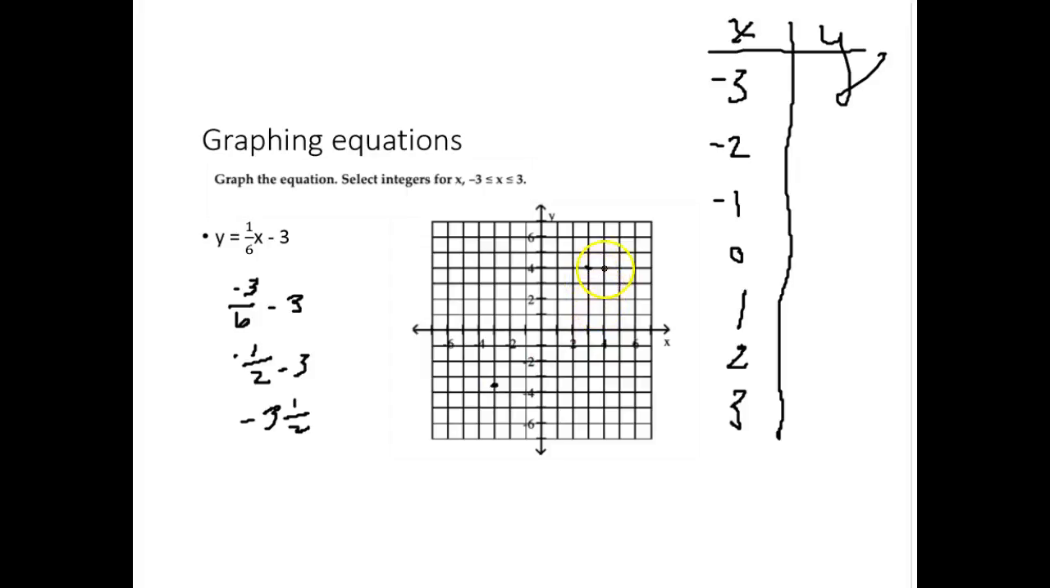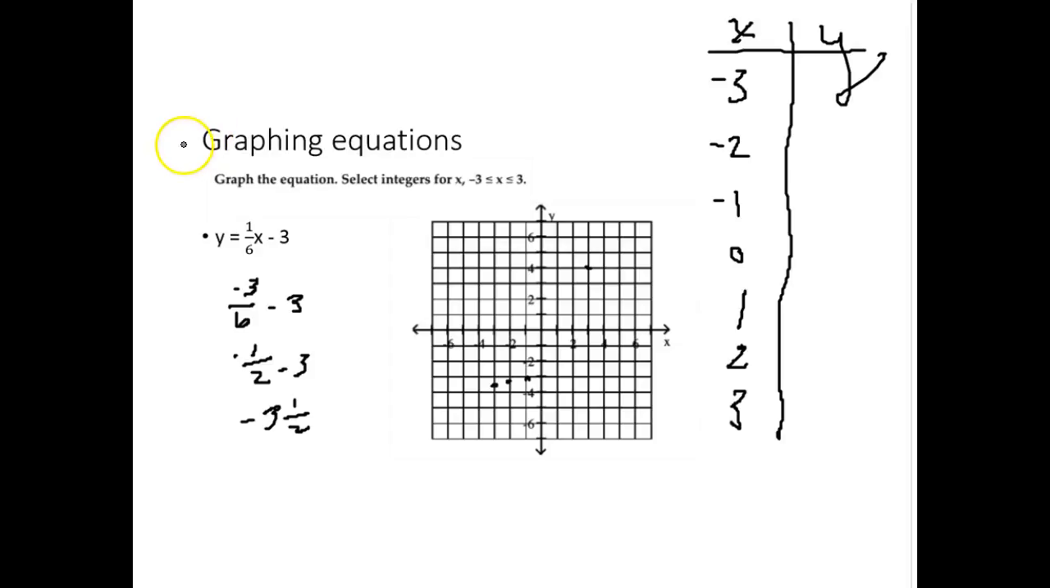These are hard to show on there, aren't they? Negative 2, so if I plug in a negative 2, it'll be 1/6 times negative 2, which is negative 2/6, or negative 1/3 minus 3, which again will be negative 3 1/3. So I'll go here, it's going to be about right there. For negative 1, I'm going to get negative 1/6 minus 3, which is going to be right there. Trying to hit that right.